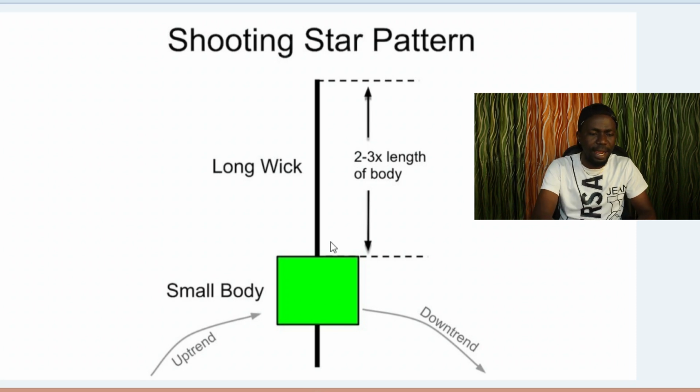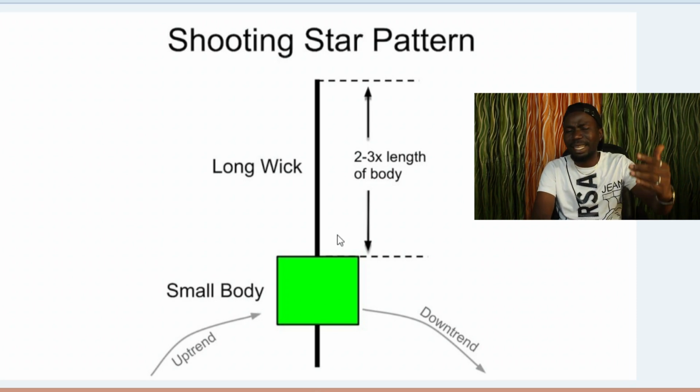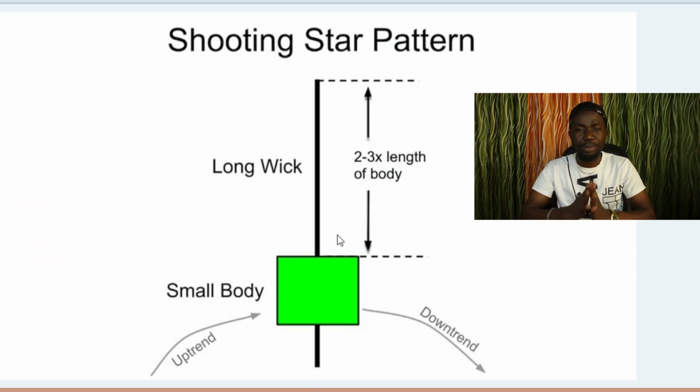So once you identify a shooting star at a resistance level, it tells you that the buyers are not strong enough. They are not able to push the price up. It tells you that the sellers have stepped into the market and they are going to push the price down. So once you spot a shooting star at a resistance level during an uptrend, know that that uptrend has come to an end and a new downtrend is about to begin.